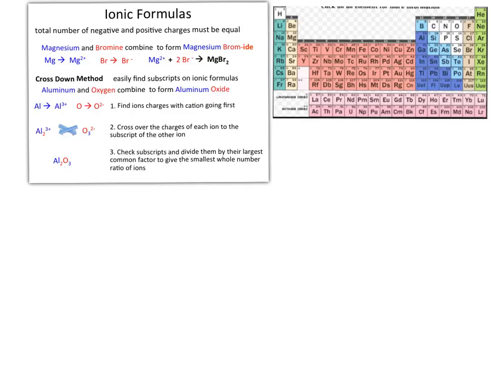Now that I've brought down the 2, that's saying I have 2 aluminums and 3 oxygens, and I need to check if the subscripts can be reduced any. Can anything be divided into both 2 and 3 to give me whole number ratios? And the answer to that is no. Anything I divide 2 and 3 by will give me some sort of fraction. So this is my formula for aluminum oxide, Al2O3, based on the cross-down method.